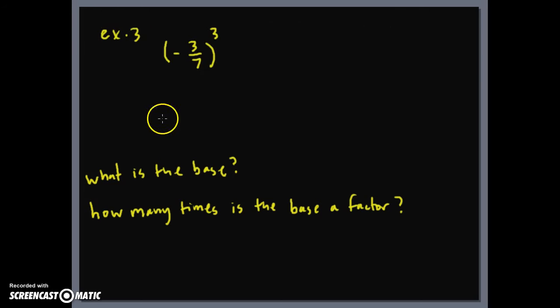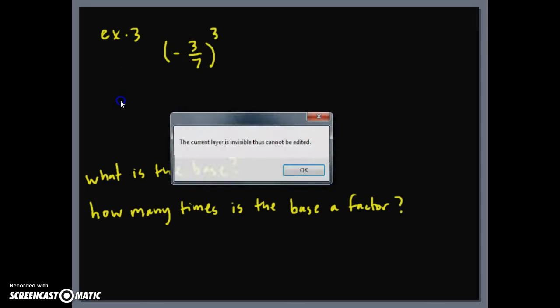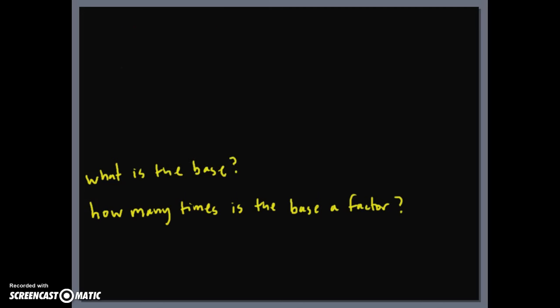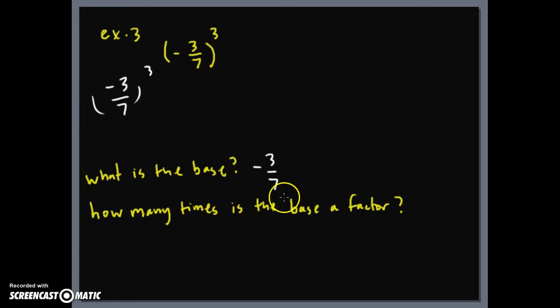Example number 3. So here we have a fraction again, and we're just going to do what we did in the previous example, except this time we've got a negative. We'll just take the negative with one of the numbers as we cube them. So we can say negative 3 over 7 cubed. And the negative's inside the parentheses, so it's included in the base. We know that the base is negative 3 over 7.